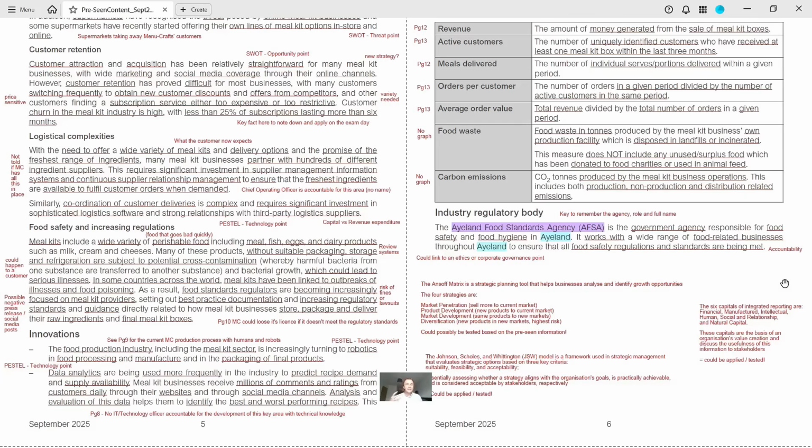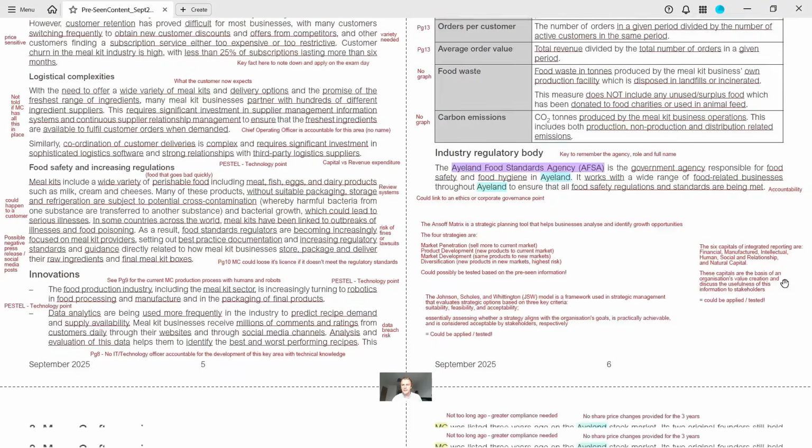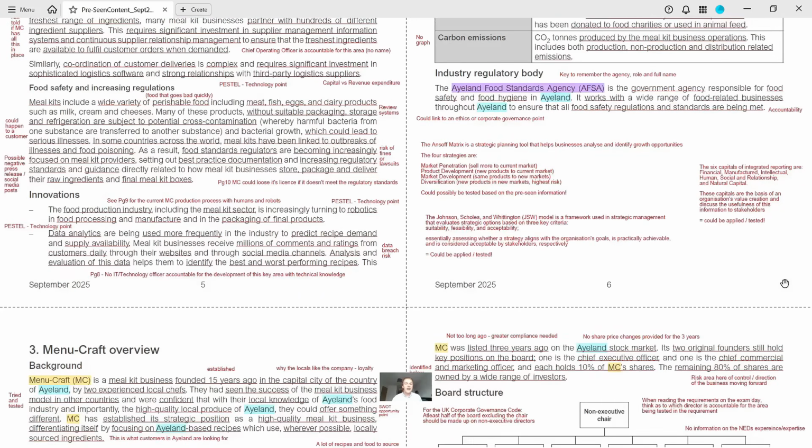Now, linking this to other areas that I thought would be beneficial to have down in your notes are some of the other theories and models that have come up and will link into the pre-seen materials as we go through. The first one being Ansoff's Matrix, which is a strategic planning tool that helps businesses to analyze and identify growth opportunities. So looking at market penetration, product development, market development, and diversification. Based on what we've been through already in the pre-seen materials and to come, I would say it has definitely got a chance of applying some of the pre-seen information and could possibly be tested.